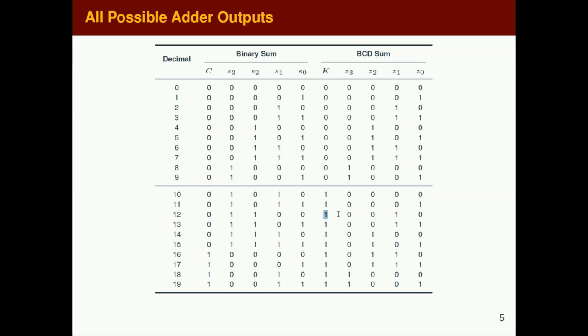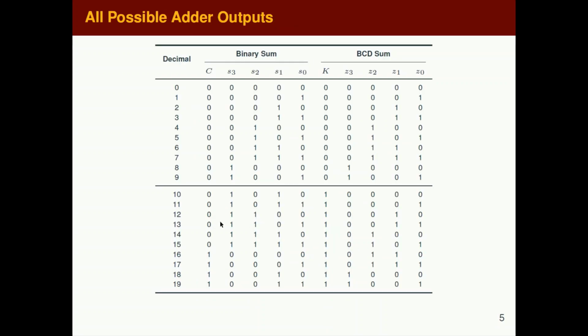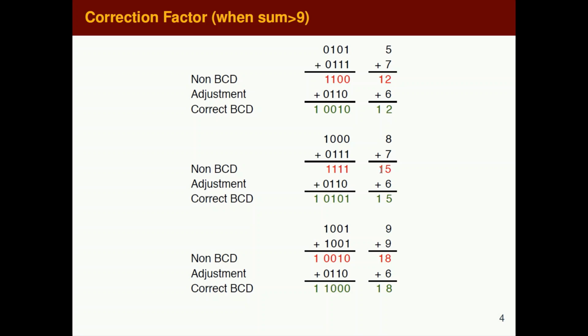How do you get this? By adding 6 to the binary sum. Okay, this one shows these rows, how you get this BCD sum. And we go for here, which is a 15. This is a non-BCD. To get the correct BCD, you have to add 6.